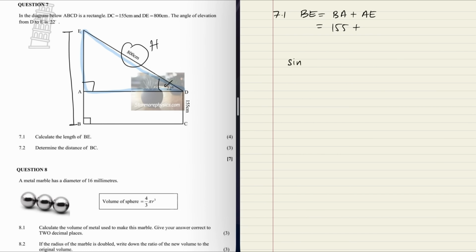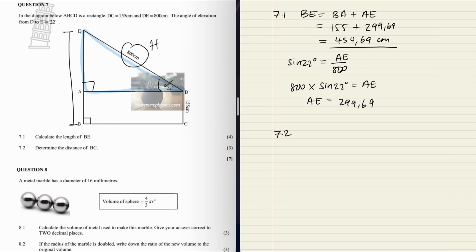So we'll say that sine of 22 degrees is going to equal AE divided by the hypotenuse, which is 800. So we can then rearrange. We'll say 800 multiplied by sine of 22 degrees is equal to AE. AE is therefore equal to 299,69. We can then substitute this, 299,69, and so BE is going to equal 454,69 centimeters.